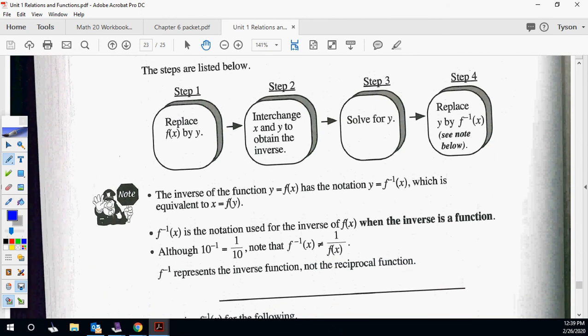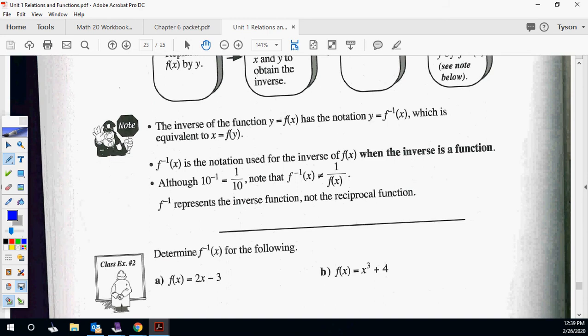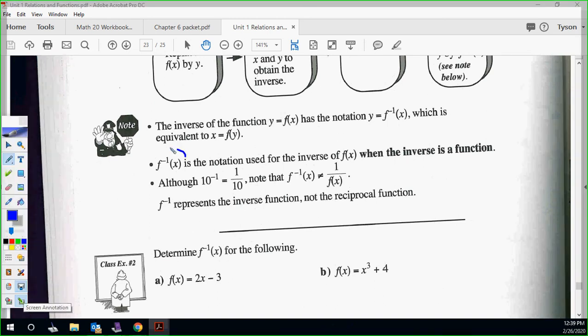So steps. Step 1, replace f of x by y, interchange x and y, solve for y, change y back to f to the -1. And that's just the idea that your y is the inverse function. This is important here because people often think otherwise because they're good with their exponents. F to the -1 is not the reciprocal. It is not 1 over f of x. That is not true. That's a different thing. A reciprocal function is different from the inverse function.